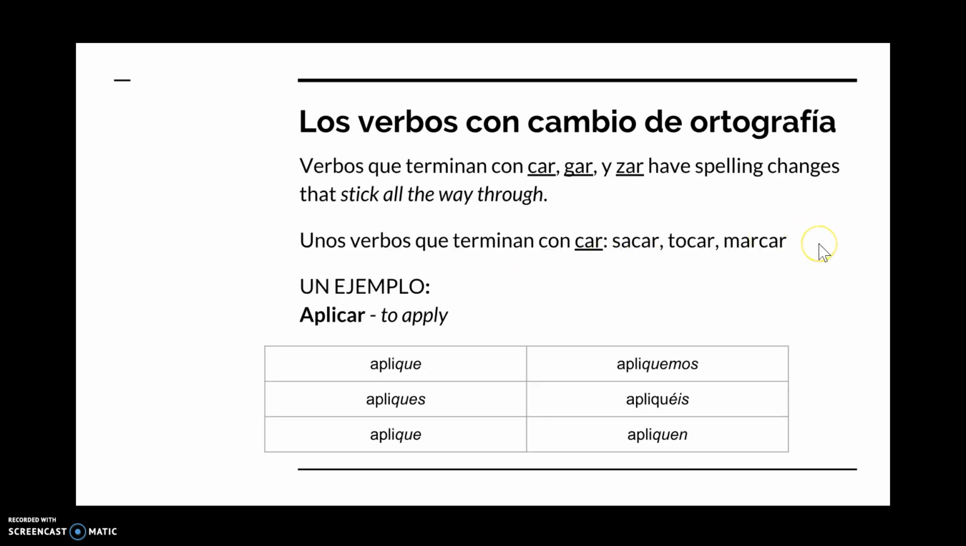We're also dealing with some spelling change verbs. And you'll note that you have to write... Well, I'll go over that in a sec. All right, we're doing some spelling change verbs.